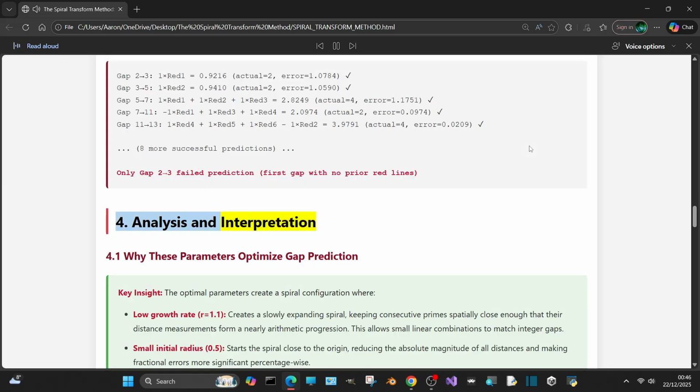4. Analysis and interpretation. 4.1 Why these parameters optimize gap prediction. Key insight: the optimal parameters create a spiral configuration where the low growth rate, r equals 1.1, creates a slowly expanding spiral, keeping consecutive primes spatially close enough that their distance measurements form a nearly arithmetic progression. This allows small linear combinations to match integer gaps. Small initial radius, 0.5, starts the spiral close to the origin, reducing the absolute magnitude of all distances and making fractional errors more significant percentage-wise.